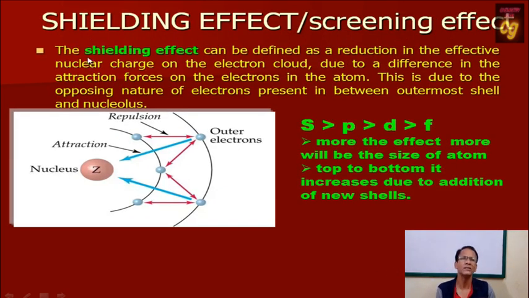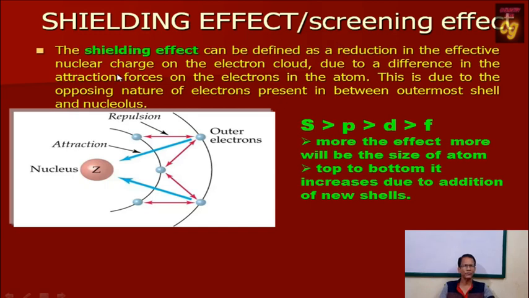Then the shielding effect is also a very important effect in periodic classification. It is also called the screening effect. What is this? The shielding effect or screening effect can be defined as the reduction in the effective nuclear charge on the electron cloud due to a difference in attraction force on the electron in the atom. Shielding effect means the opposing tendency of the inner electrons to the attraction between the outermost electron and nucleus.